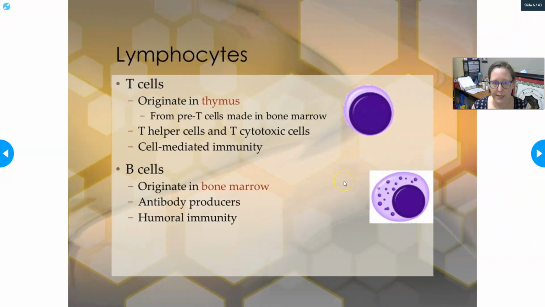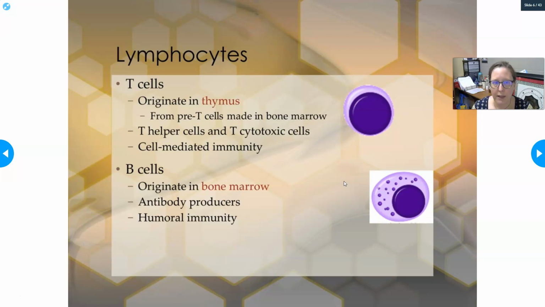All right, so your T cells do originate in the thymus, even though the pre-T cells, the precursor lymphocyte, are made in the bone marrow and then sent to the thymus. In the thymus, they grow up to become the fully functioning T cells. They can become T helper cells or cytotoxic T cells. So these each have a different role in the immune system response.